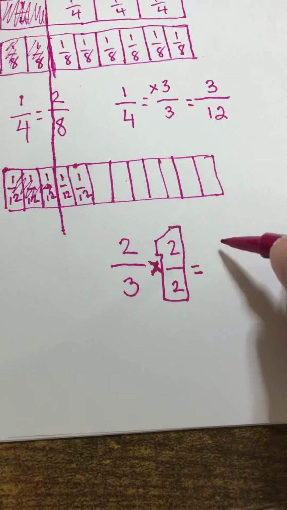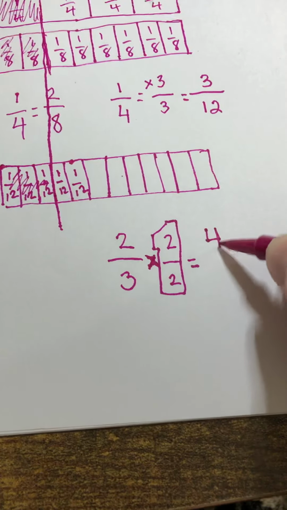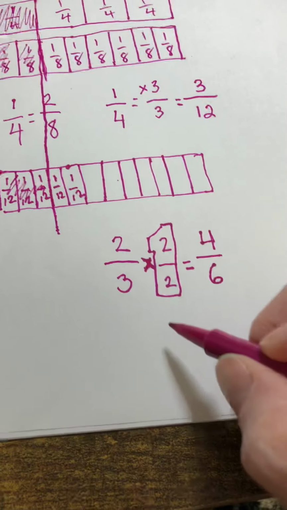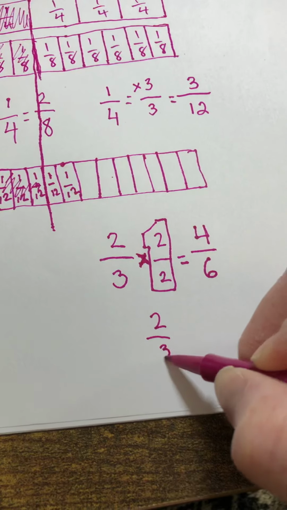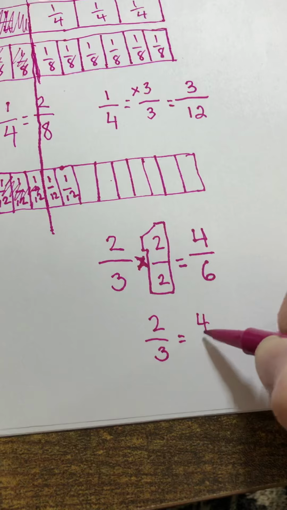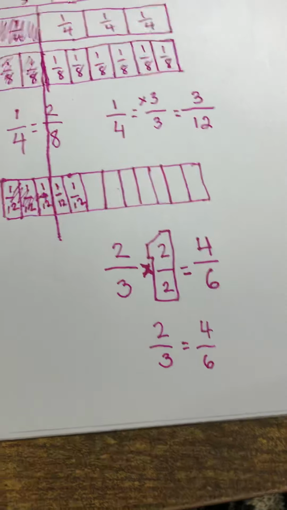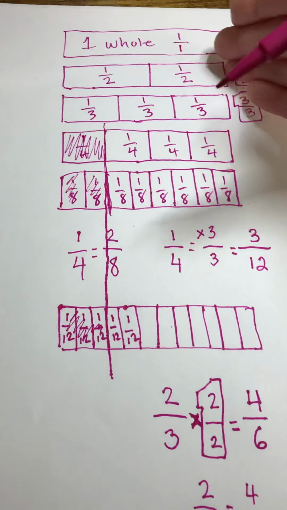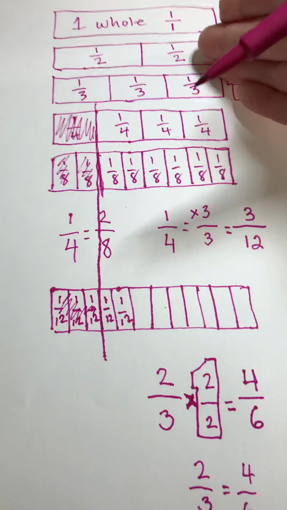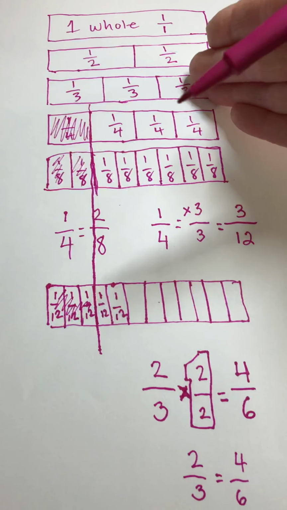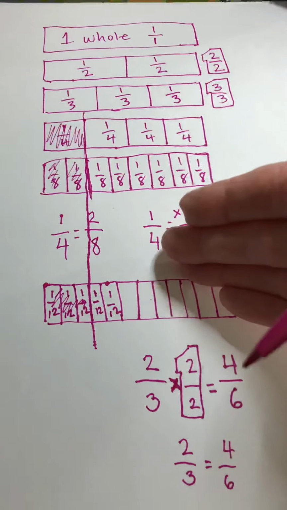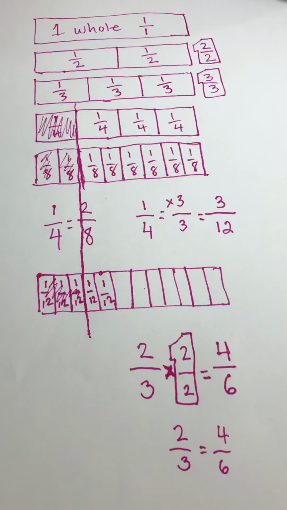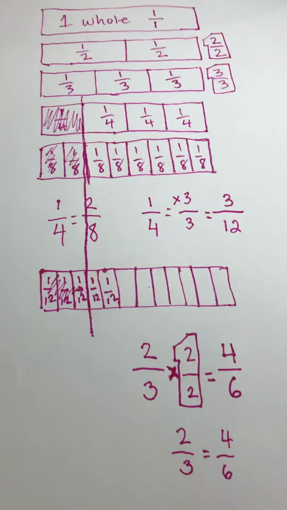So 2 times 2 is, correct, 4. And 3 times 2 is 6. So indeed, 2/3 is equivalent to 4/6. Okay? I just want you guys to be able to, no matter what, draw 1 whole, draw 2 halves, draw 1/3, draw 4ths, draw 8ths, draw 12ths. That way, when they say, give me a fraction that is equivalent, you can draw it and you can use multiplication.